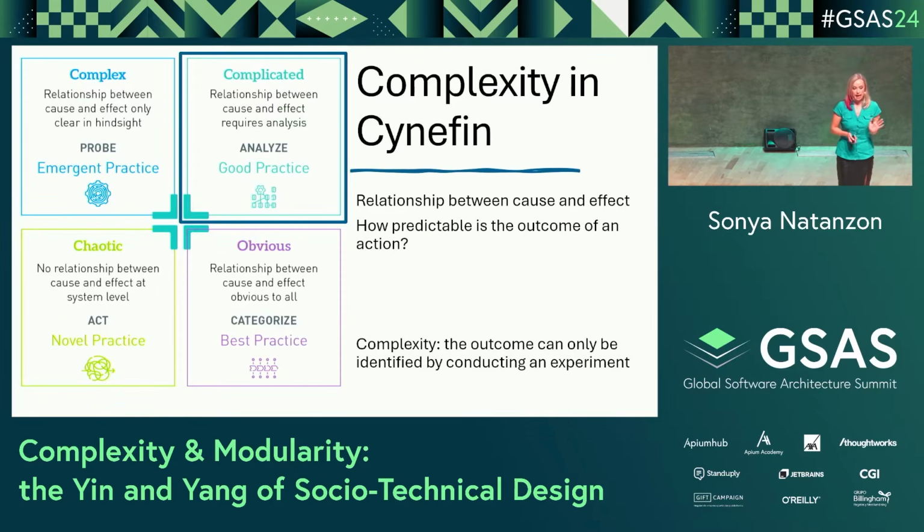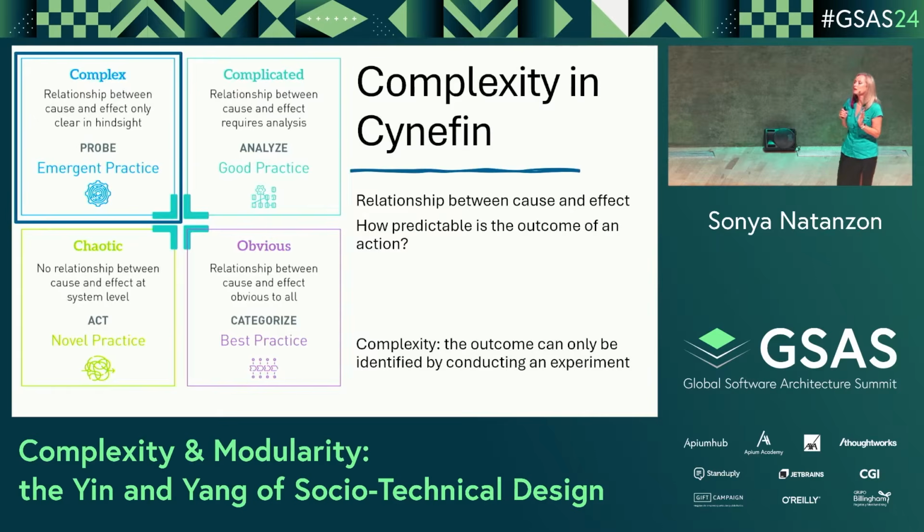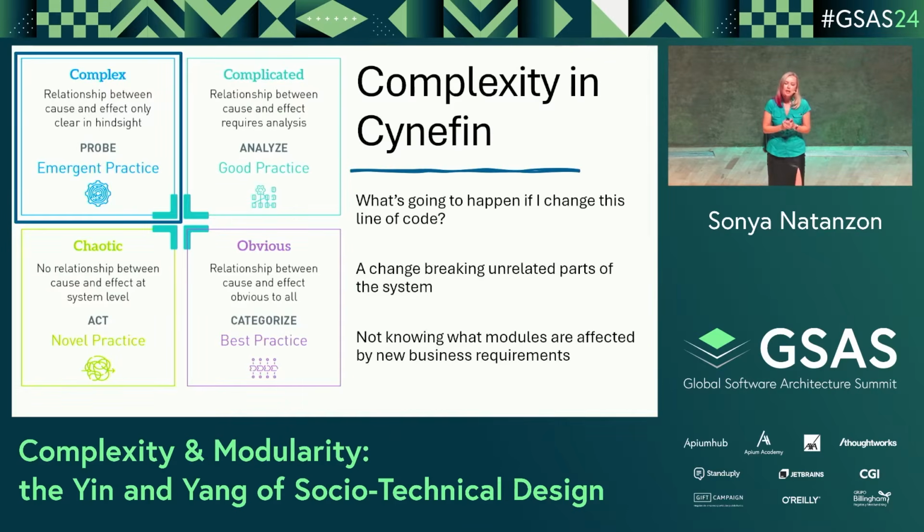But now, let's say you're making a change and there's no one to ask. No amount of analysis will give you certainty of an outcome, and the only way for you to know what's going to happen is to make a change and observe the result, basically conduct an experiment. Well, then you're dealing in a complex system. There's plenty of examples of complexity in software engineering. Say you need to change a line of code, and you have no idea what's going to happen.